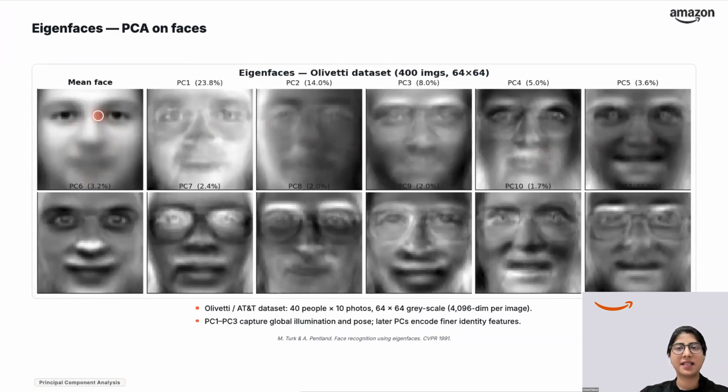So this is your mean face, right? And then as we keep checking the principal components, for the initial principal components we see more global patterns which exist in the faces. And as we keep increasing the principal components, we see more and more granular and finer details, right? So that's how we get the eigenfaces, or the information of the faces, from the data using PCA.